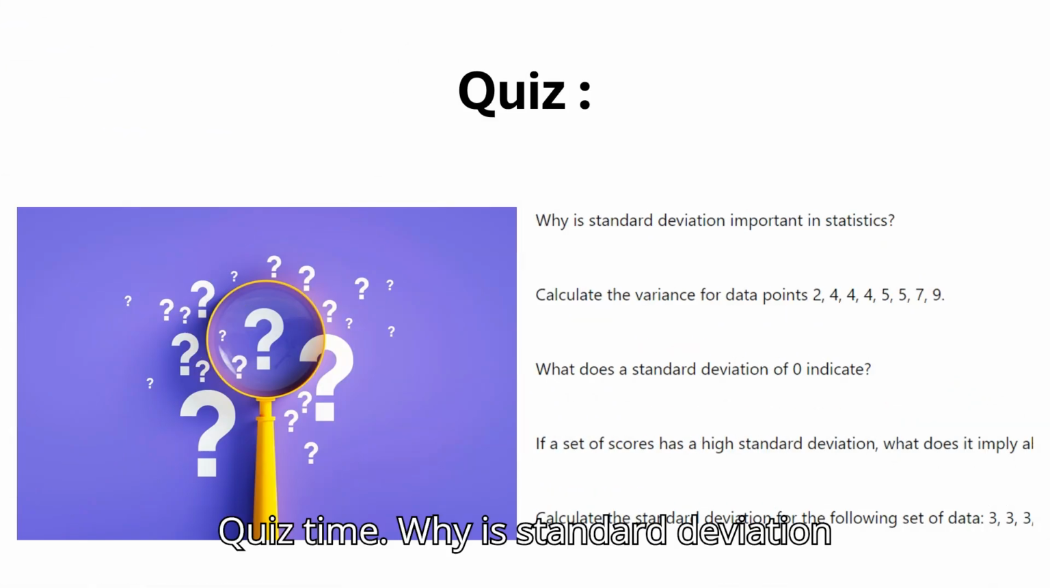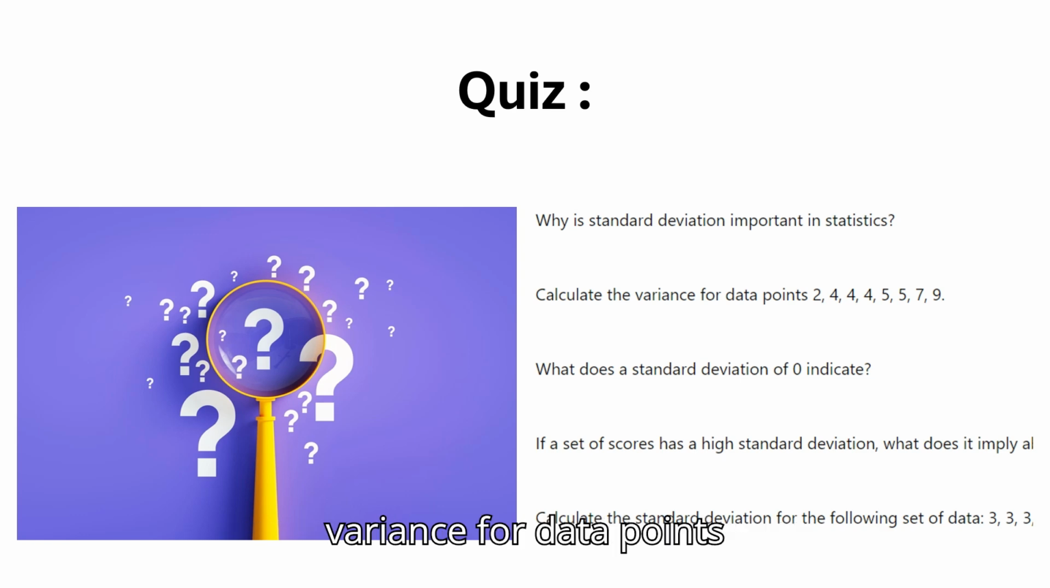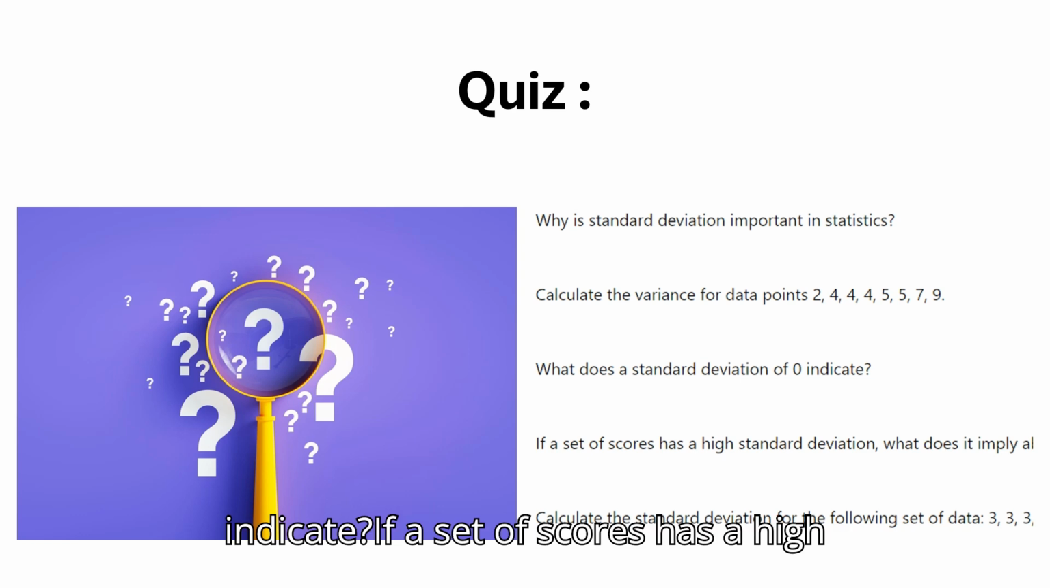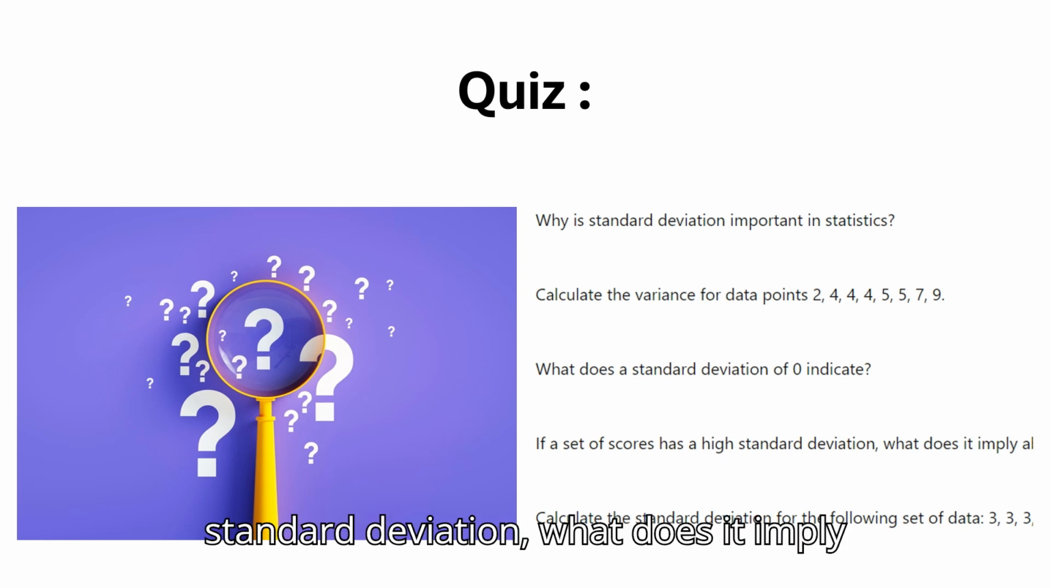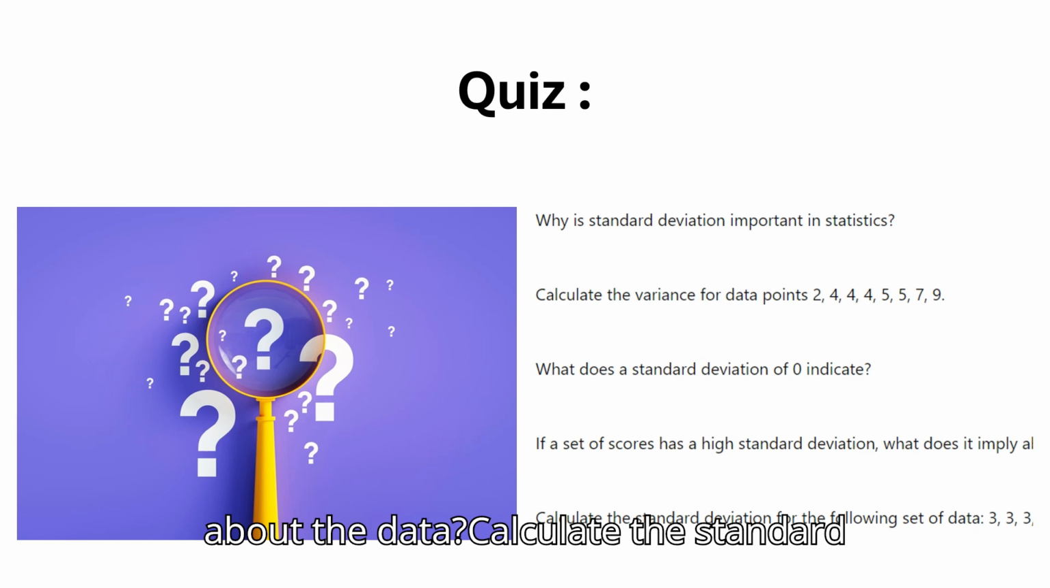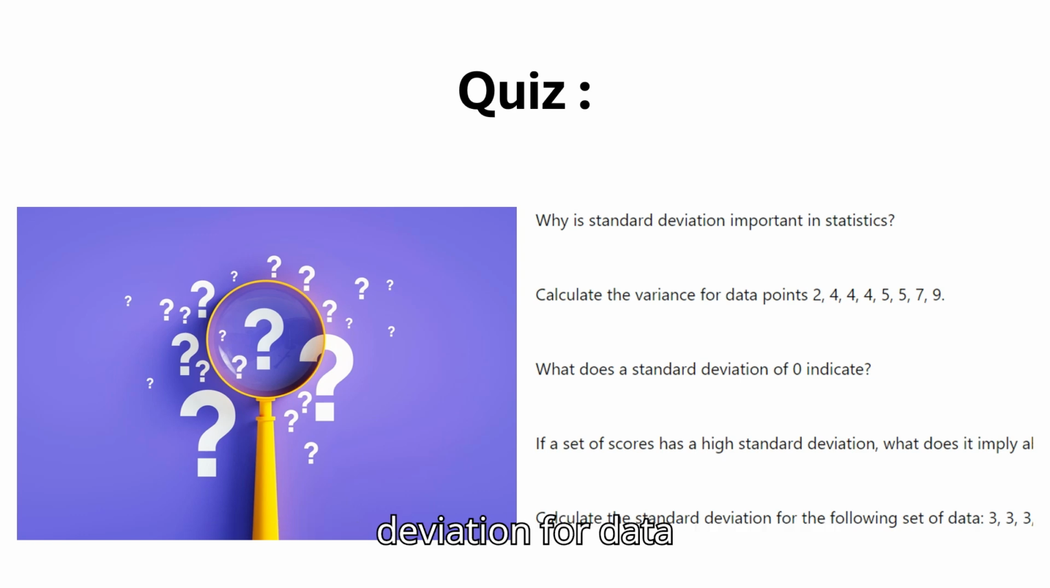Quiz time. Why is standard deviation important in statistics? Calculate the variance for data points 2, 4, 4, 4, 5, 5, 7, 9. What does a standard deviation of 0 indicate? If a set of scores has a high standard deviation, what does it imply about the data? Calculate the standard deviation for data: 3, 3, 3, 5, 5, 5, 8, 8, 8.